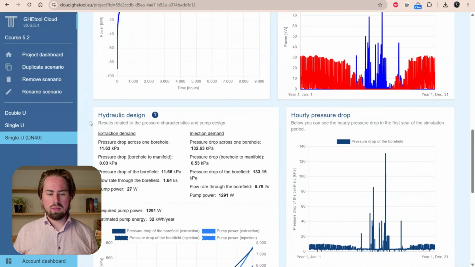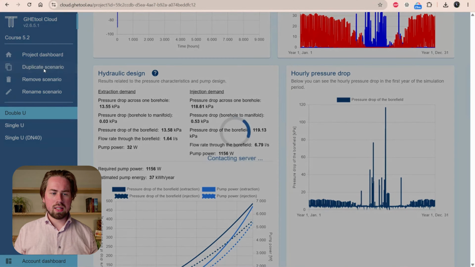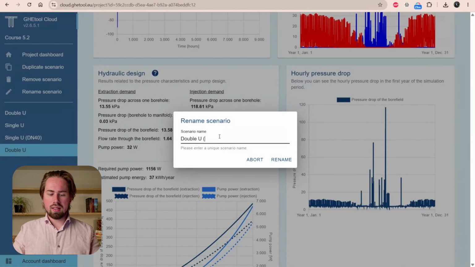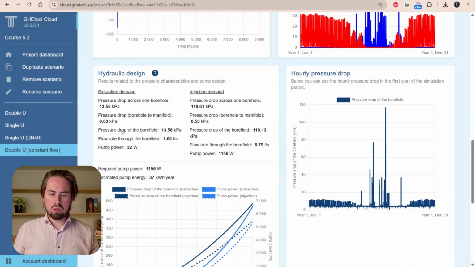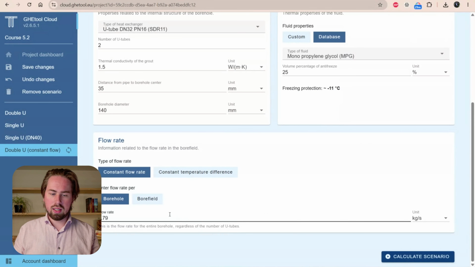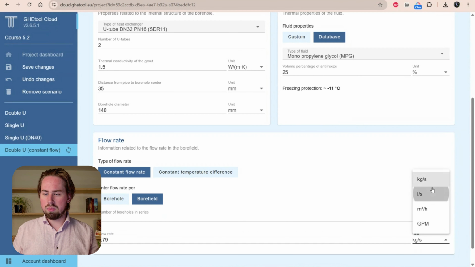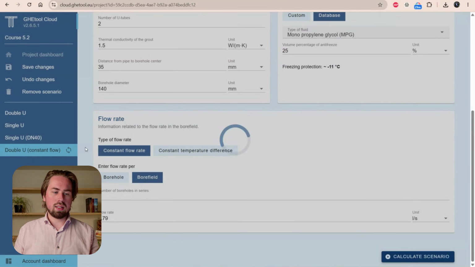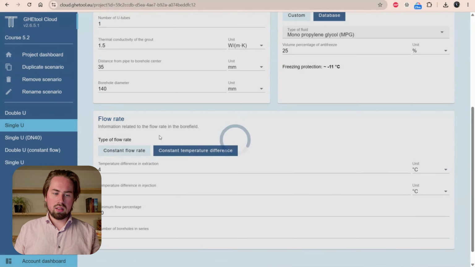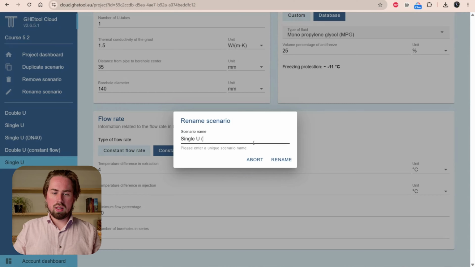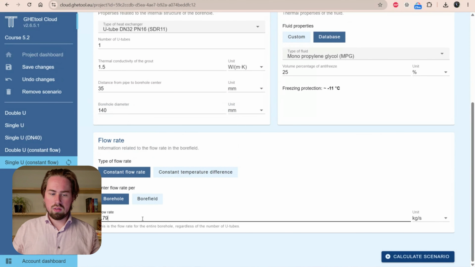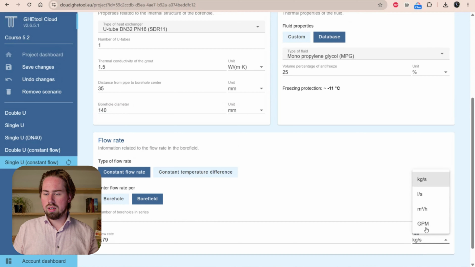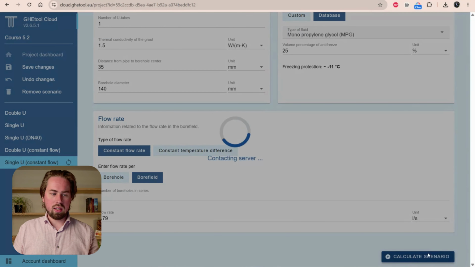Now, we have a flow rate of 6.79 liters per second. Let me go ahead and duplicate this scenario to actually show the difference in pump energy consumption. So let's go to constant flow rate, shall we? 6.79 liters per second through the entire bore field. So let us go ahead and calculate that. And that's the advantage of having a cloud tool. We can let it calculate in the backend and continue changing our different scenarios. 6.79 liters per second.